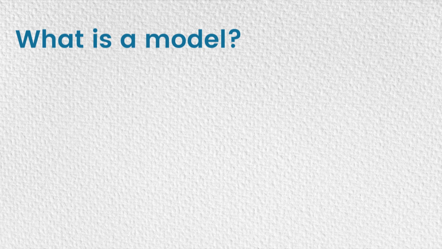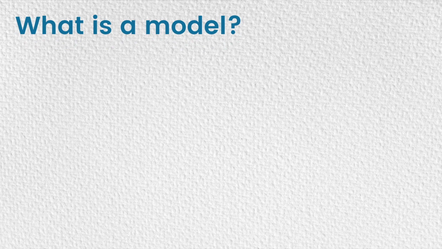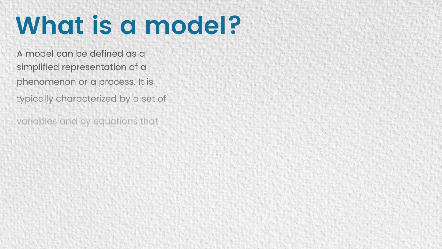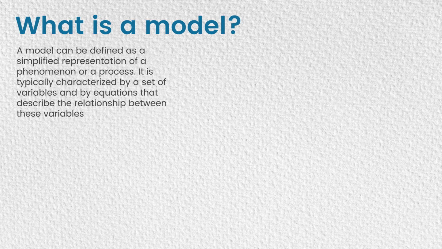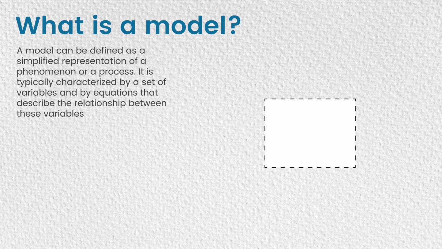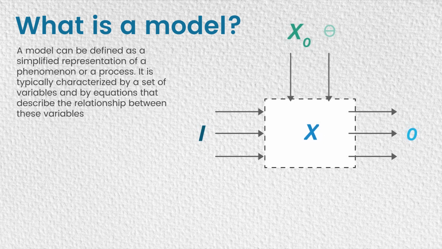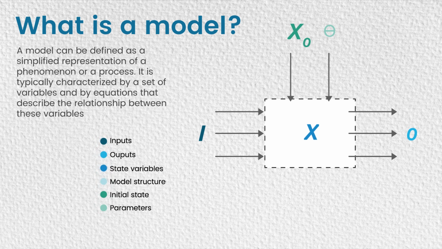A model can be defined as a simplified representation of a phenomenon or a process. It is typically characterized by a set of variables and by equations that describe the relationship between these variables. This definition suggests that every model is composed of three elements: inputs, outputs, and the mathematical structure. The first two elements represent the external influence on the system, in the form of mass and energy flow, and the system's response to them. The mathematical structure is the operator responsible for transforming, from a numerical point of view, the inputs into outputs.